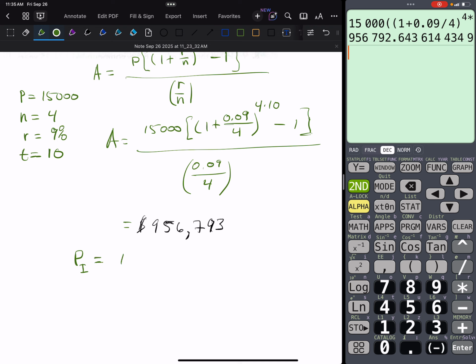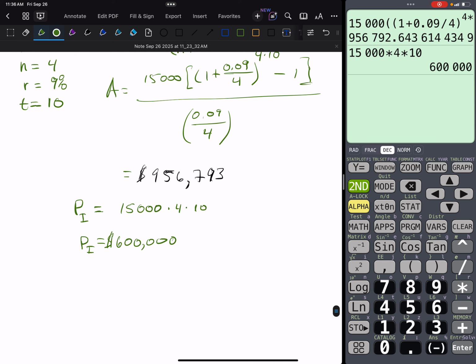Well, I'm going to take that $15,000, which was how much I put in every quarter, and I put that in every quarter for 10 years. So I put that in a total of 40 times. I put that in 4 times a year for 10 years, which is a total of 40 times. And so that will tell me how much I actually invested. So I actually invested $15,000 times 4 times 10, which will give me $600,000 of the company's money that went into this.